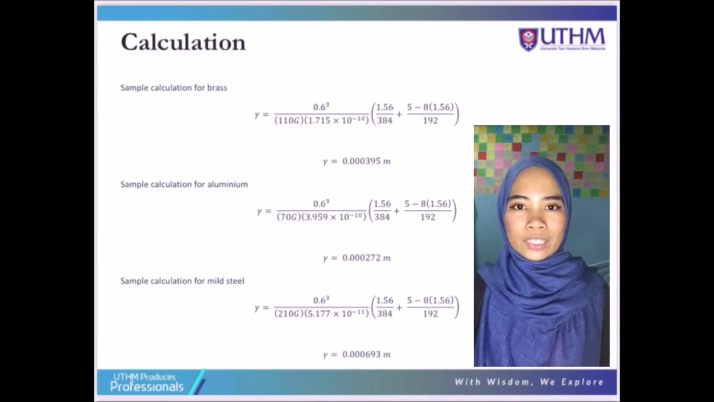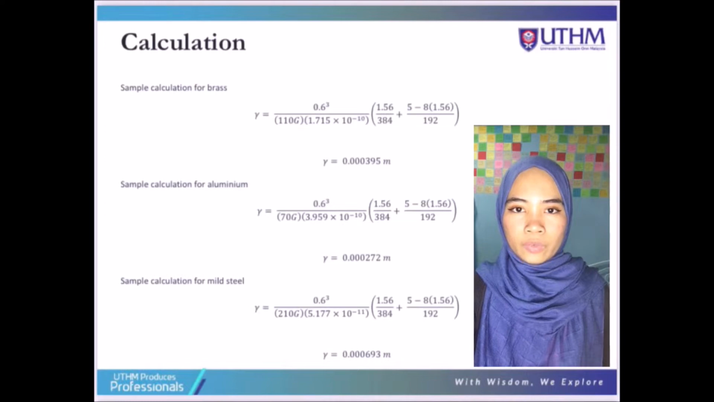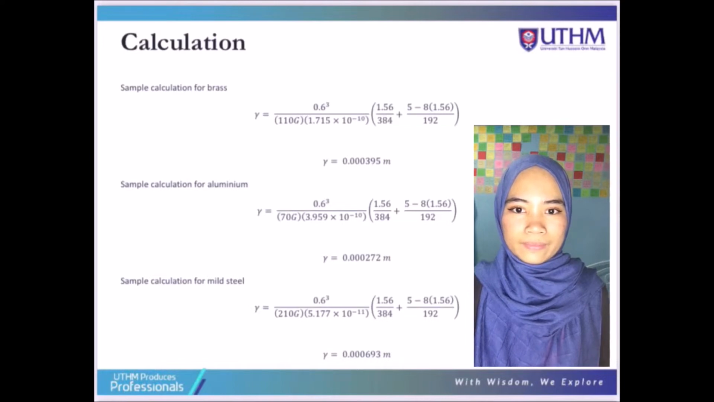Then we get the deflection value for brass when the load is equal to 5 Newton, which is 0.000395 meter. As the sample calculation for aluminium, when the load is equal to 5 Newton, we also get the value for W2 equal to 1.56 Newton. When we enter the value into the deflection formula, we get the deflection value for aluminium when the load is equal to 5 Newton, which is 0.000272 meter.